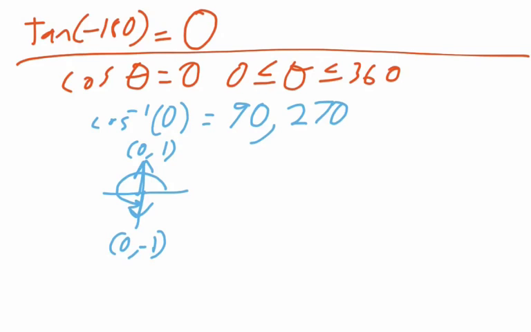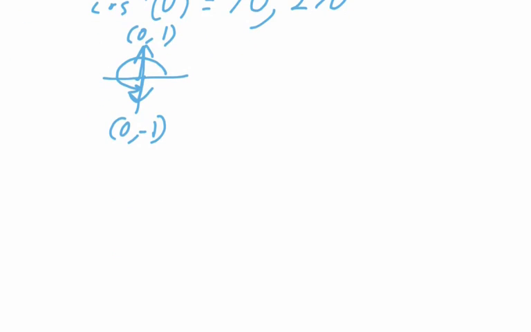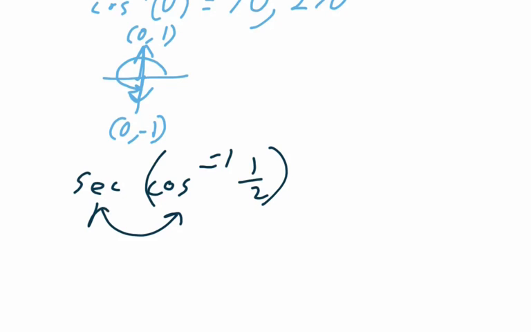Now for part B, it asks for what is the secant whose cosine is 1/2. Because these two things are reciprocals, it's very easy for us to come up with the answer to be the reciprocal of 1/2, which is 2.